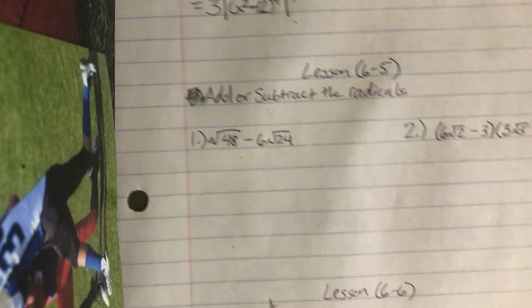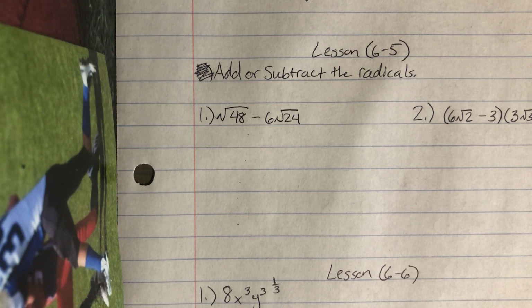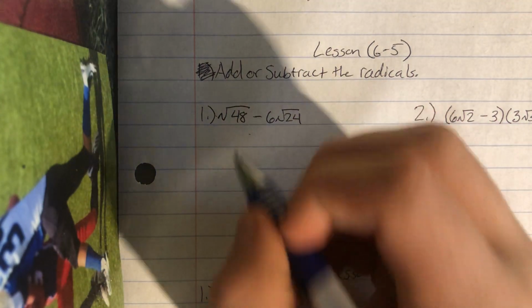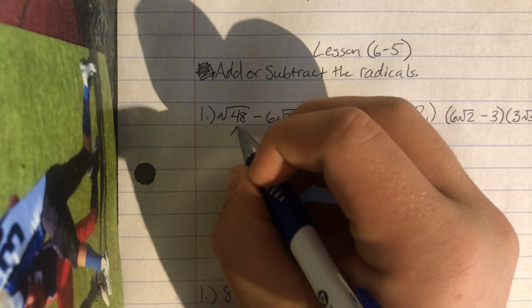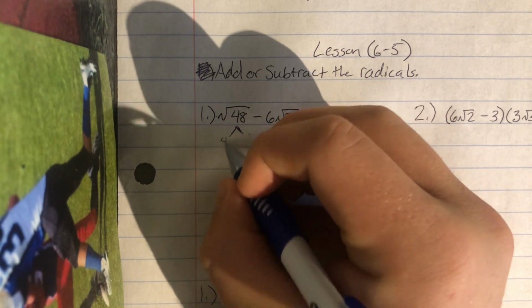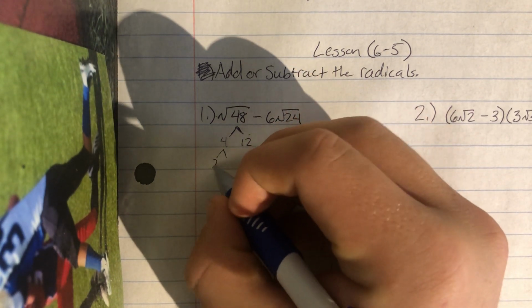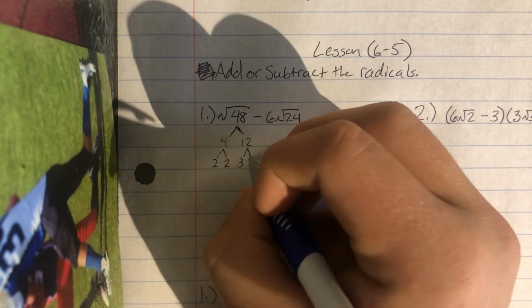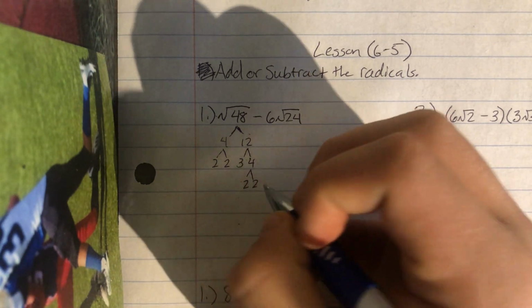Now we're going to do lesson 6.5, which is about operations with radical expressions. The directions say to add or subtract the radicals. For this first one, we have the square root of 48 minus 6 times the square root of 24. You actually have to factor these out. So let's factor 48 out first. When we do this, we can get 4 and 12. Factor 4 out, you get 2 and 2. You get 3 and 4, 2 and 2.